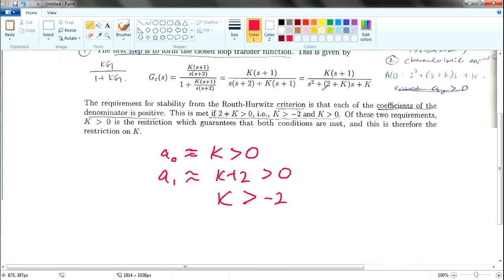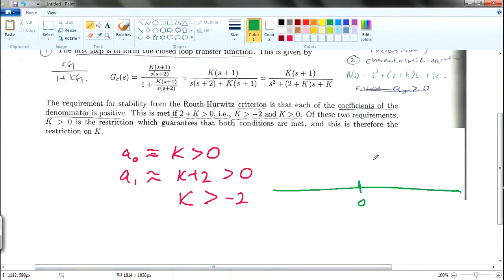And then you realize that for the second order, a2 has no K, so that's it. If you were to draw a number line, this number line takes whatever values of K. Let's put 0 here. A0 is K must be larger than 0, so we draw it in this manner. In this plot, K has to be larger than minus 2, so it is minus 2 over here, and it's also going in this manner.